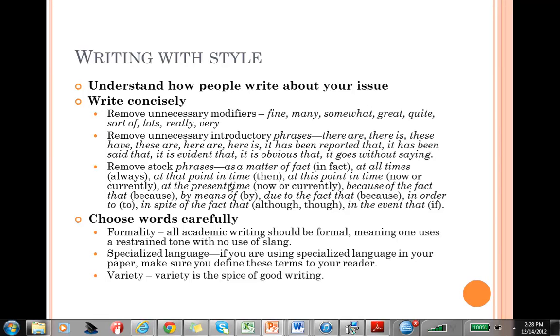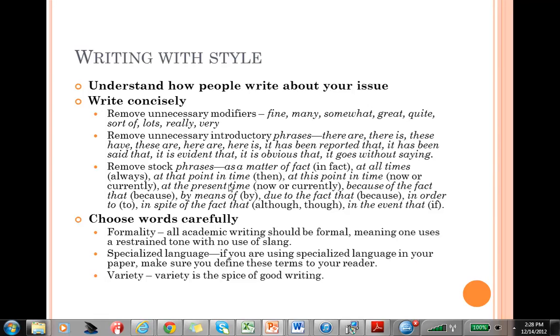These are like there are, there is, these have, here is, it has been reported that, it has been said that, it is evident that, it is obvious that, it goes without saying. A lot of times the word that is equals a lot of fat in your writing. It's something to be removed. There's always a more concise way to say it.